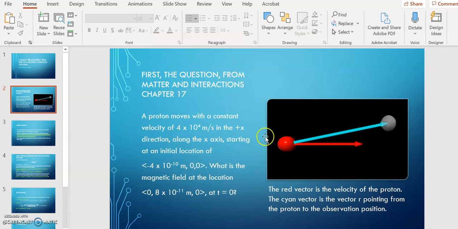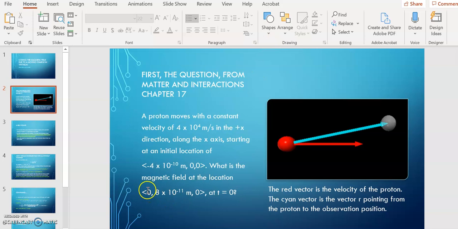In this little image at right, the proton is symbolized by the red sphere, and its velocity vector is the red vector. Now, the problem asks for the magnetic field at 4 positions in the YZ plane centered around the origin and at 8 times 10 to the minus 11 meters from the origin on the Y and the Z axes. So I'm going to show broken out how to do that for one position analytically and in code, and then I'll show you the code.